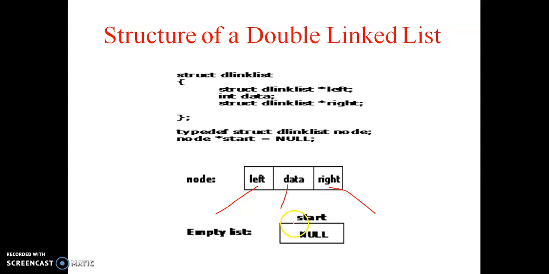So whenever you create a start empty list, initially you have one variable start, and initially it is assigned the value null.